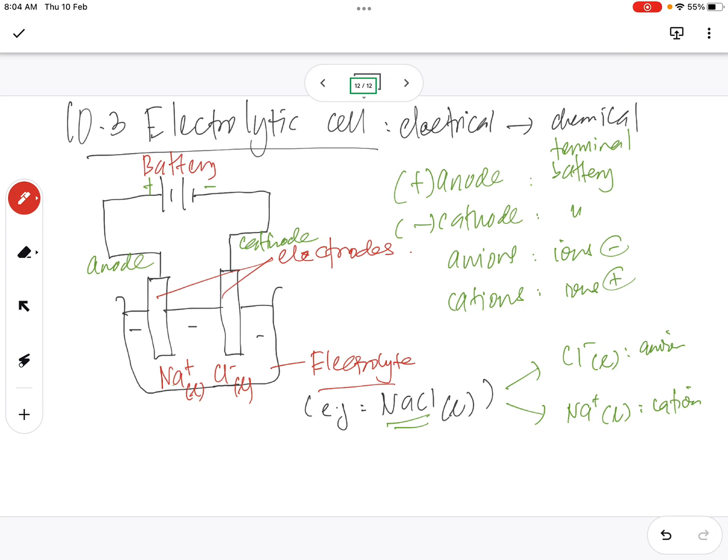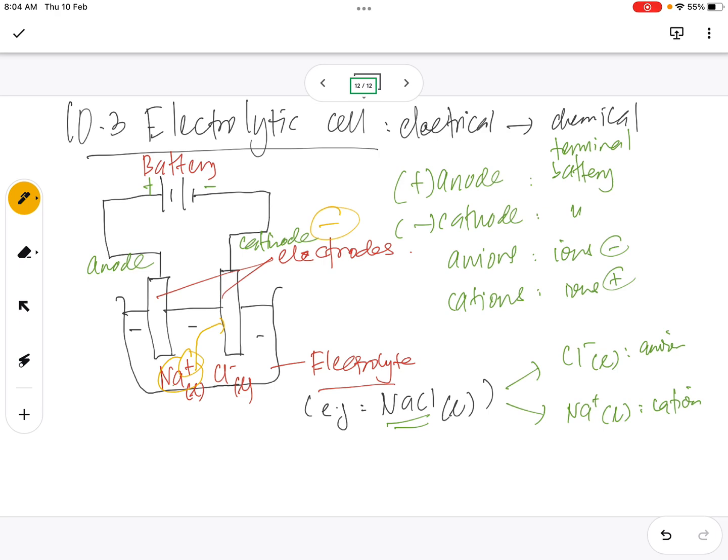Okay, once you on the battery, we on the switch, what will happen is, you can see the cation, which is positively charged, will be attracted to the negative terminal, that is cathode. So kita punya cation ini akan bergerak ke cathode. Kenapa? Cathode kita bercharge negatif, cation kita bercharge positif, so opposite side attract.